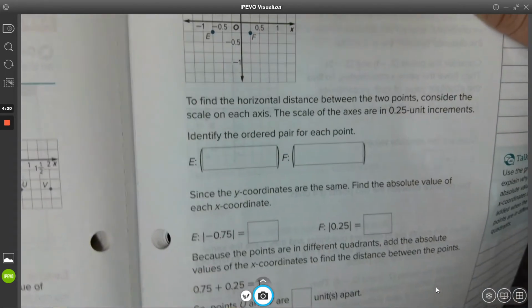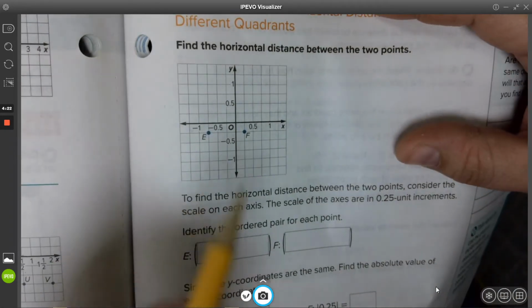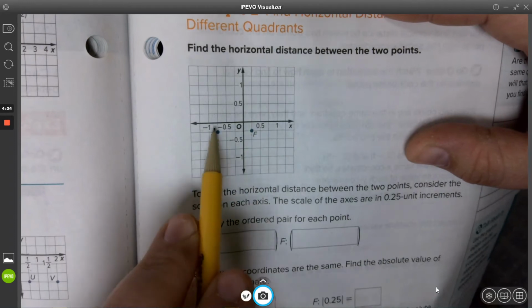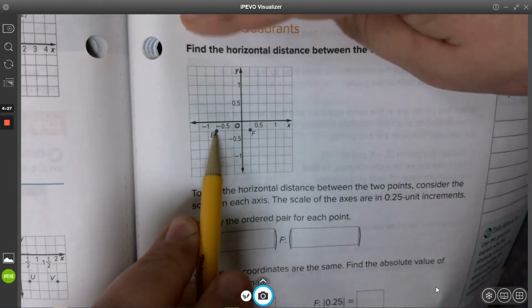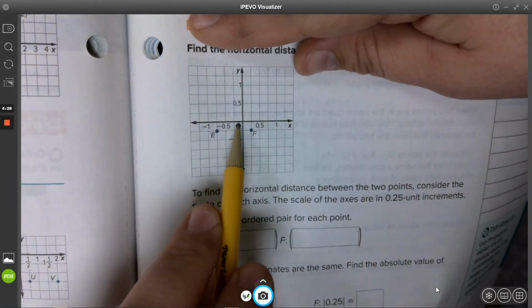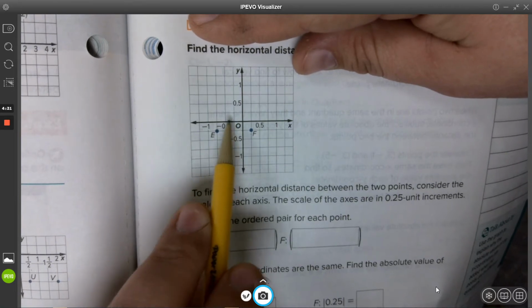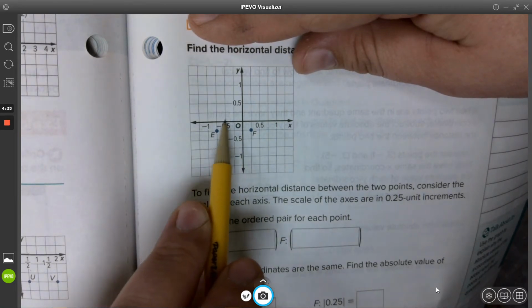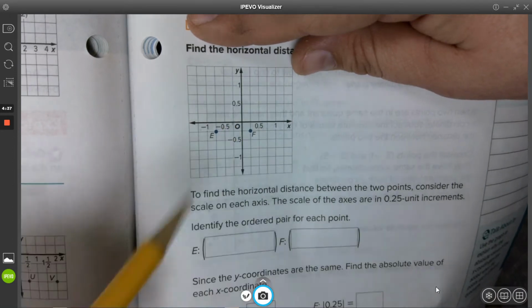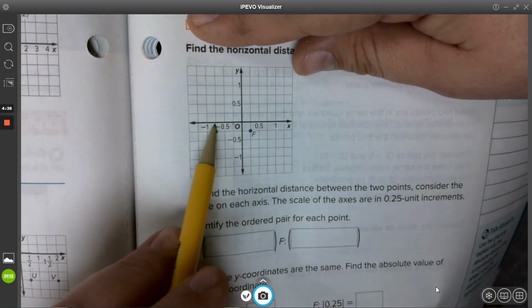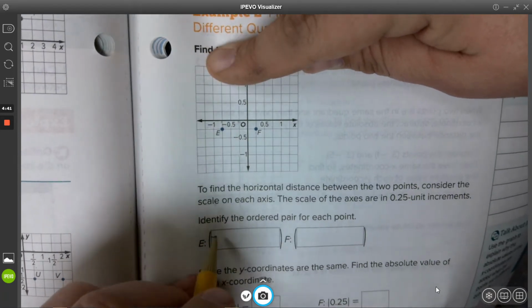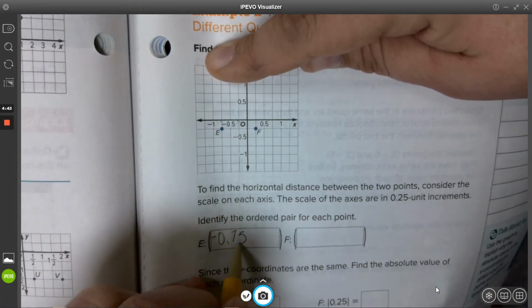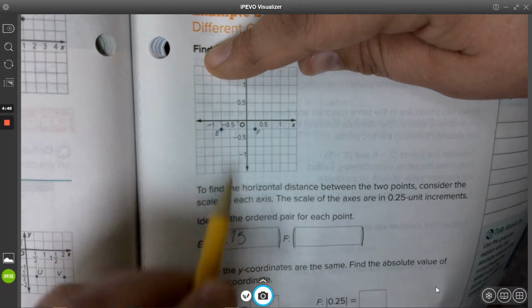Now, here we go, practicing it in different quadrants. We're finding it from E to F. Once again, the first thing we do is identify its ordered pairs. Now, because each line here, we have 2 spaces between 0 and -0.5. This would be -0.25. This would be -0.75. Each line is worth a fourth, basically.